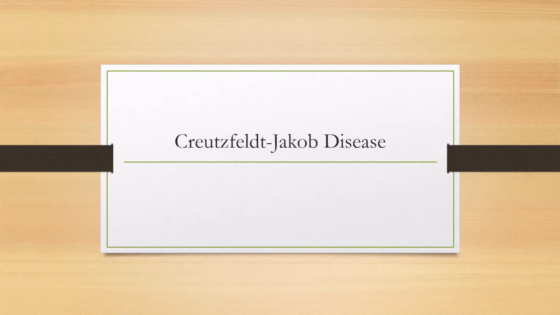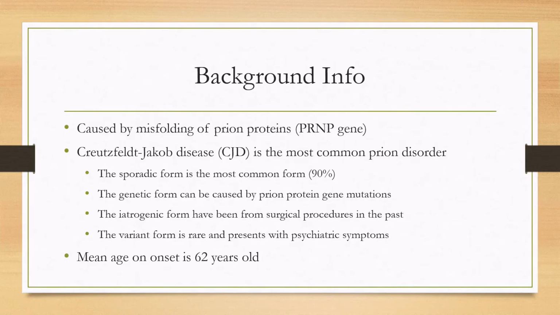Let's talk about Creutzfeldt-Jakob disease. So this is a disease that is caused by the misfolding of prion proteins due to mutations of the PRNP gene. Creutzfeldt-Jakob disease, or CJD, is the most common prion disorder, with the sporadic form being the most common form of that, and it's thought of as an acquired disease.